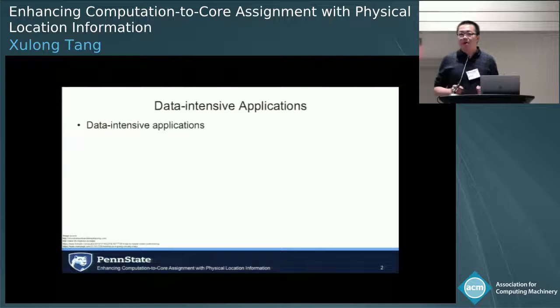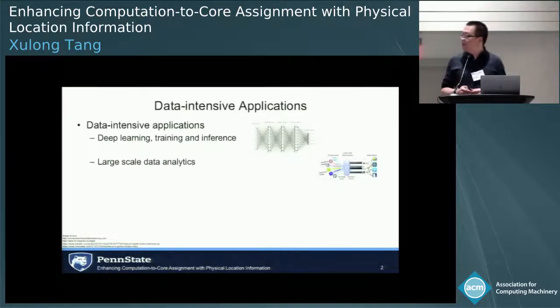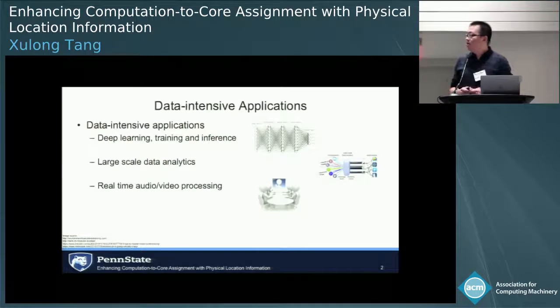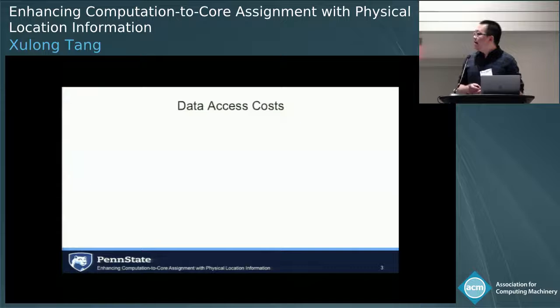So today we're having a lot of data-intensive applications. For example, both the training and inference in deep neural networks, large-scale data analytics, real-time audio-video processing, as well as virtual reality and gaming. Most of these applications are very performance and quality-of-service demanding, so they run in parallel on many-core systems for acceleration purposes. However, the delivered performance rarely keeps up with the growing number of cores.